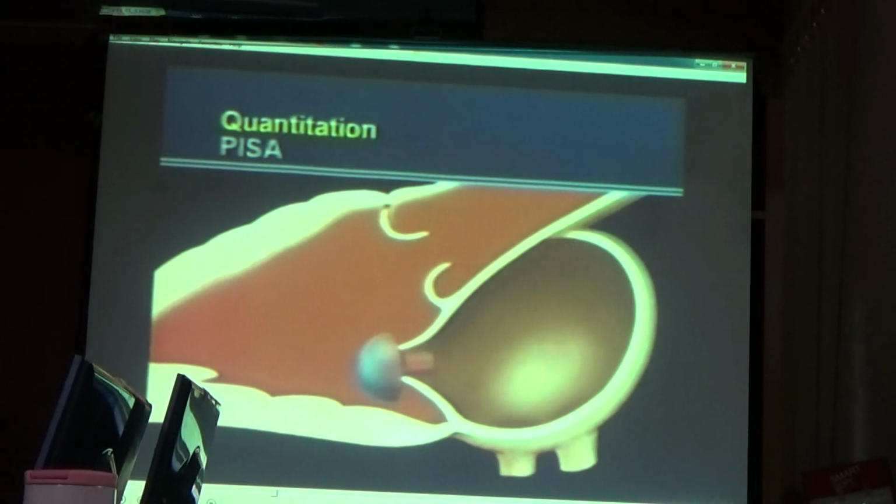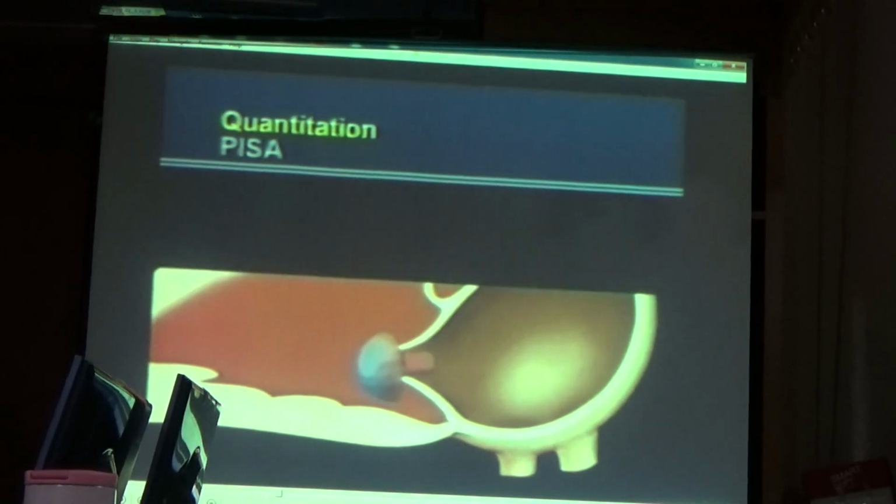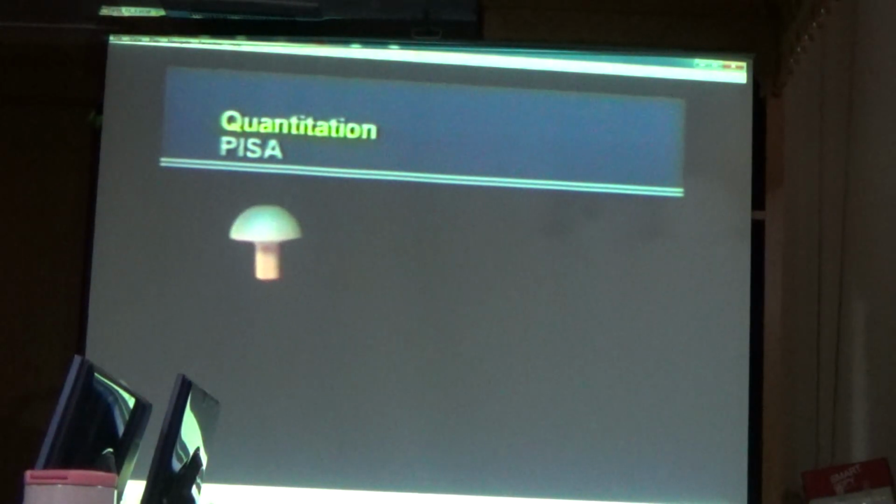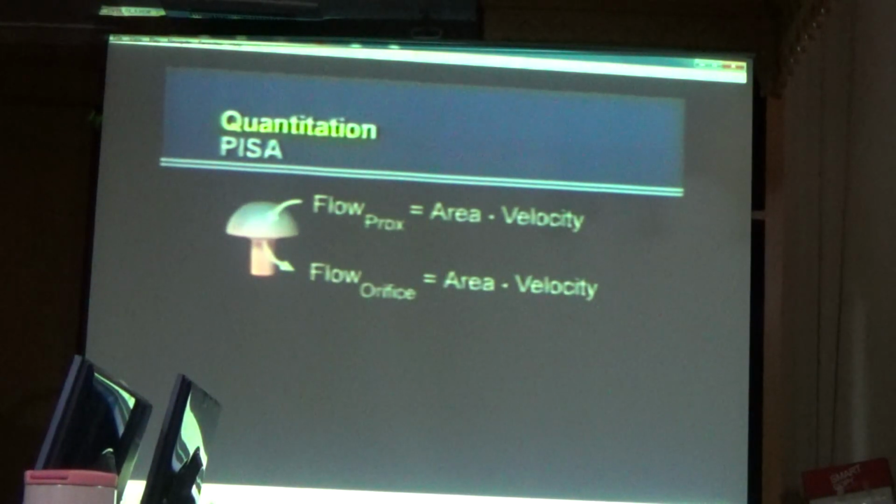In fact, it looks like a mushroom. That is, the velocity is converging on the orifice, and then those accelerated across the orifice, so it has the stem of the mushroom. Now let's look at this 3-dimensional problem. That is, you have a mushroom, and you have all the features of the continuity equation: proximal flow and distal flow, conservation of mass. What you want to do is calculate the proximal flow and calculate the distal flow.